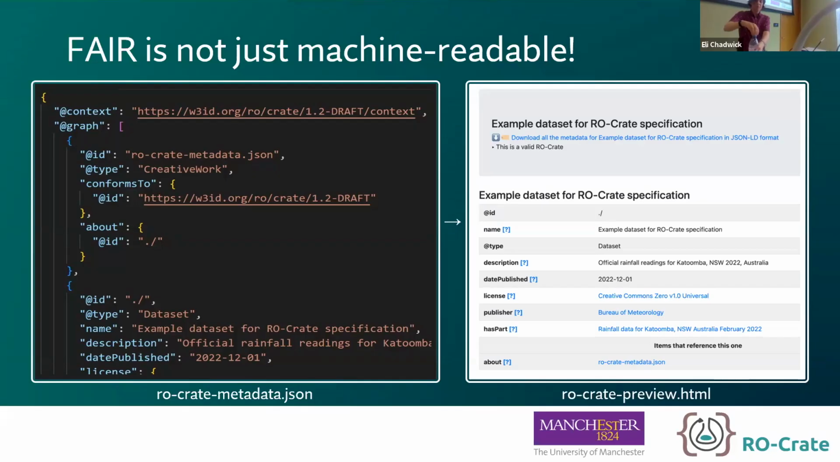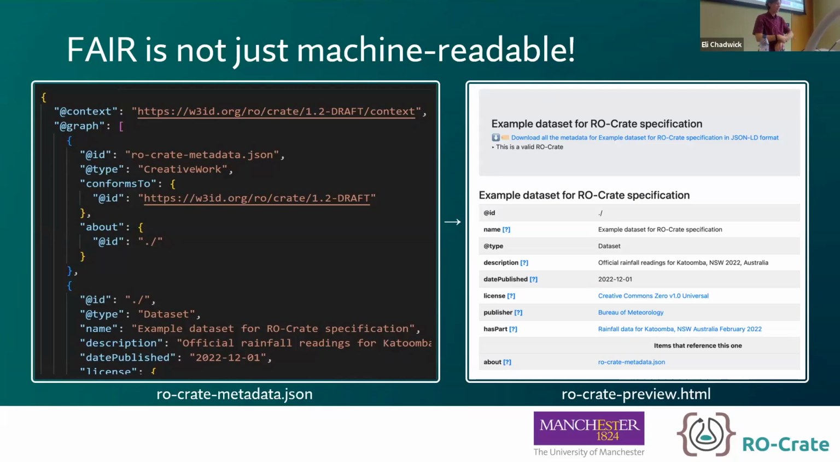And so we obviously promote this as a way to improve the fairness of your data, but fairness is not just about machine readability. On the left is what the raw JSON-LD looks like, just the start of one of these metadata files. We have the context at the top, which is the list of terms that are available to you. And then this graph, which contains all of those data and contextual entities that all cross-reference each other.